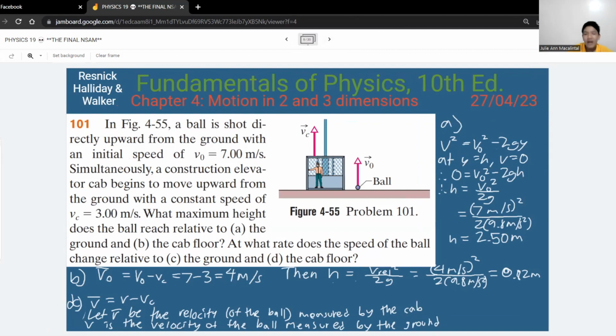Ganito. The cab is accelerating faster, so the ball must be lower. So as measured by the cab, ano yung acceleration ng ball? So the ball, is it accelerating? Constant speed ba yung ball? Hindi. Yes, G. So G, may G siya.